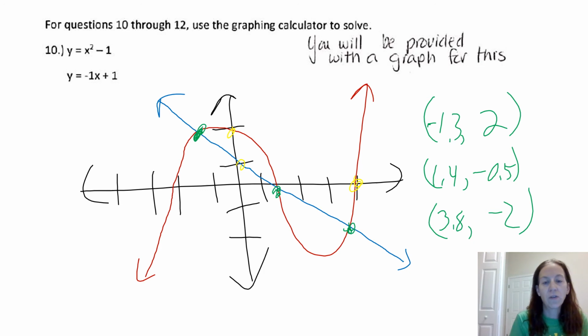You are looking for the points where the two graphs intersect. Those are the only dots I need. So don't give me any other dots. Write it down. Don't give Ms. Taylor any other dots. Okay, just where they intersect.